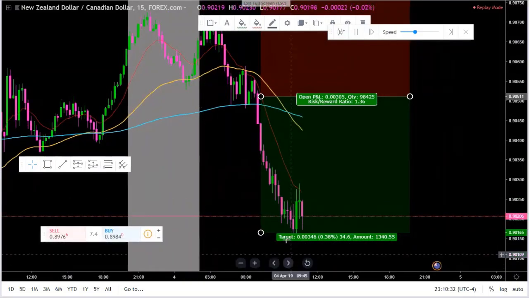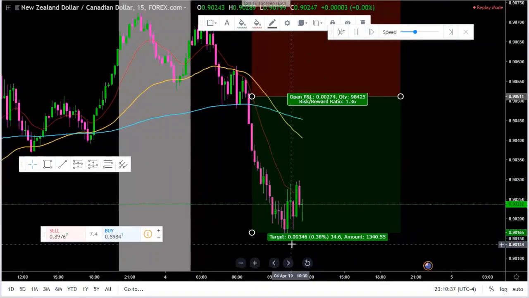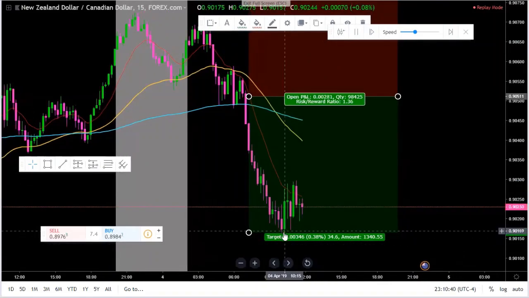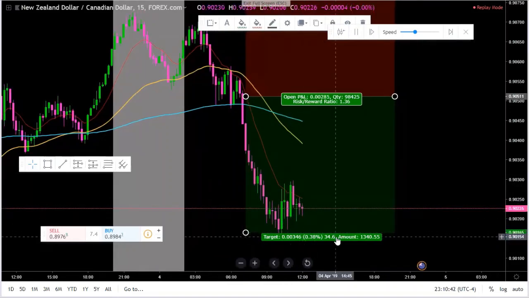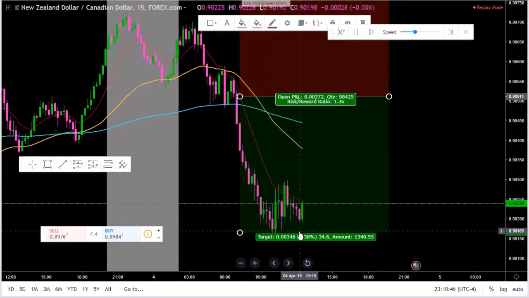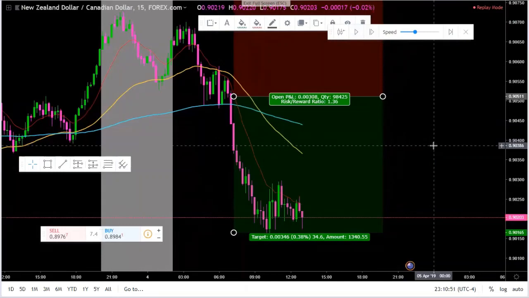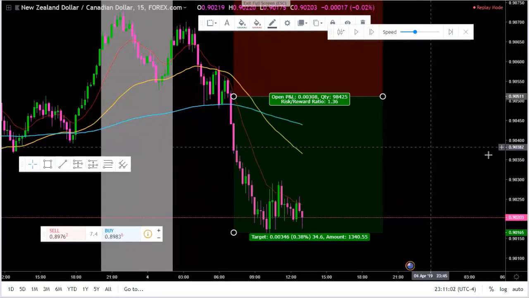Oh, it actually hit the target right here perfectly. I just guesstimated. I was actually looking for a different number on the target, but it hit there perfectly. So that trade, and I did not back test this chart, I didn't look at it before I made this video or anything, that trade actually was a success, and it didn't backtrack at all. So if that was your plan, you definitely made it.